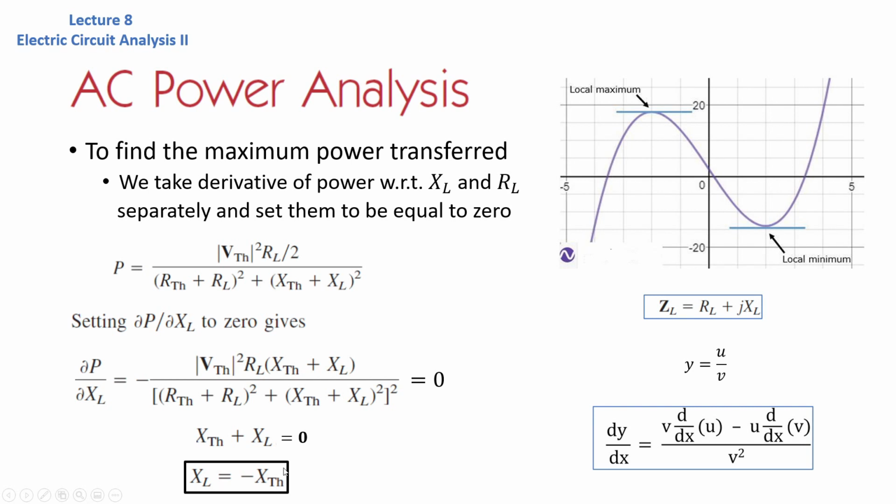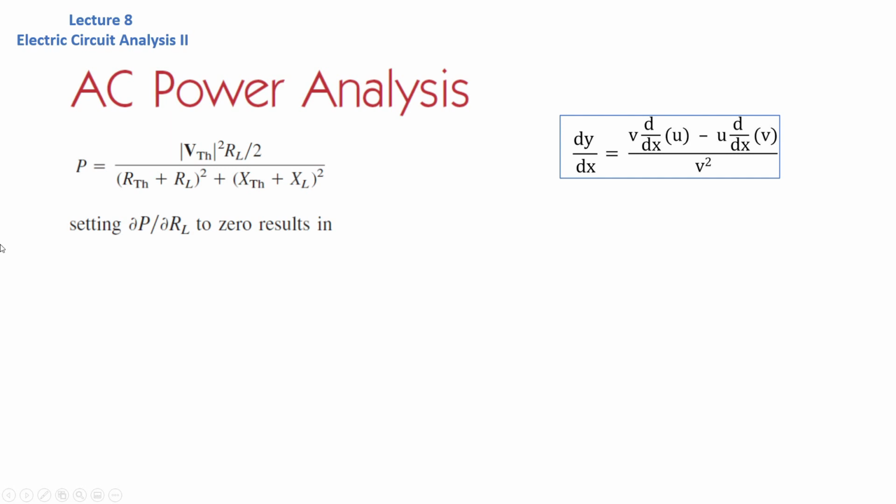Right. So once we have this condition, we can now move to find a condition for RL. In order to find the condition for maximum power delivered to the load with respect to RL, we need to take a partial derivative of this power with respect to RL. In this case, we have the numerator that is dependent on RL, and we also have a denominator that has RL in it.